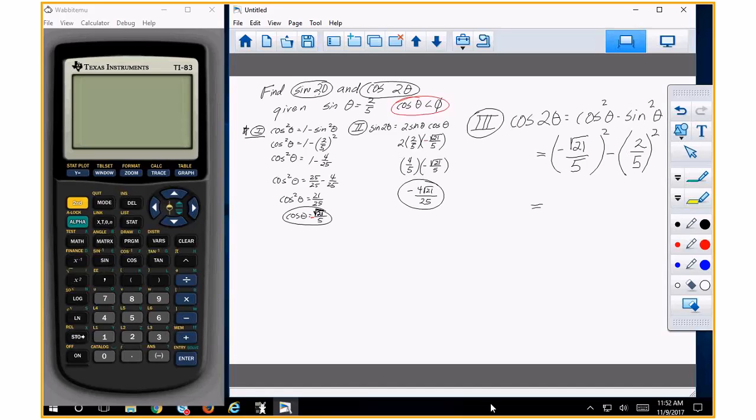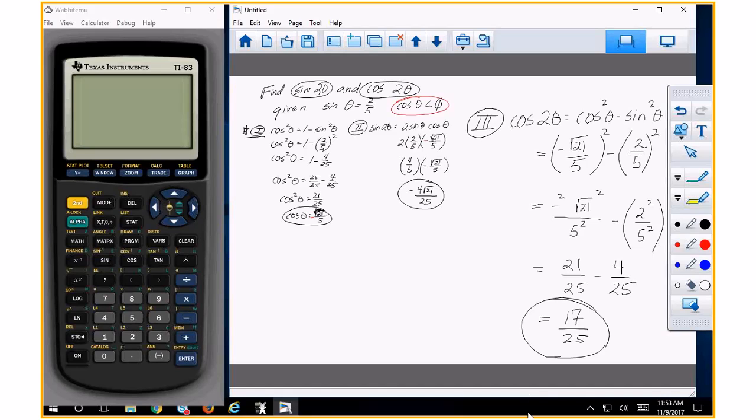All right. So what do you do here? Well, you square each one. The negative is squared. The square root of 21 is squared. And the 5 is squared. Minus, parentheses, 2 is squared, and 5 is squared. Now, I do that, I just don't want you to sit there and blow a gasket, because some of y'all will blow a gasket and just totally screw it up. It's real simple. 21 over 25 minus what? Is equal to 17 over. Now, that's the type of question I would give you on a test. One pretty short and sweet.